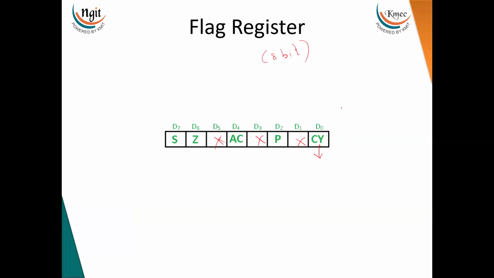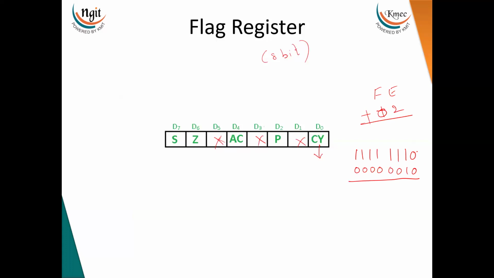Now if I take one number, FE, and add it with 02, what is the result? F I can write as 1111, and E as 1110. The binary (BCD) equivalent value we have to write. Now 0 we write as 0000, and 2 we write as 0010.